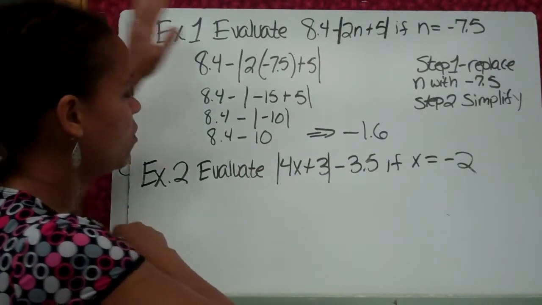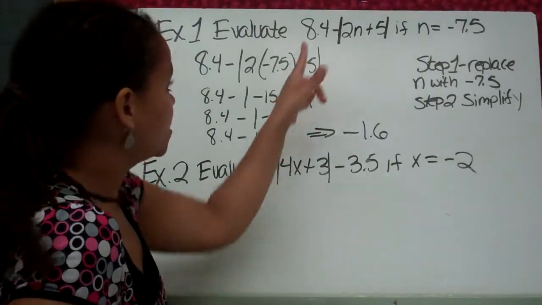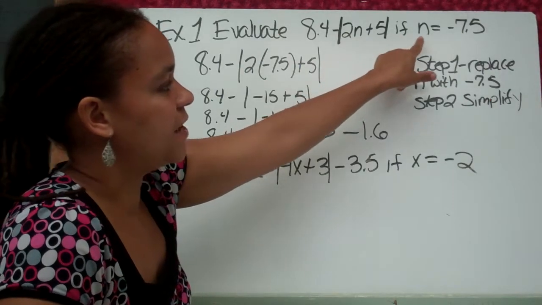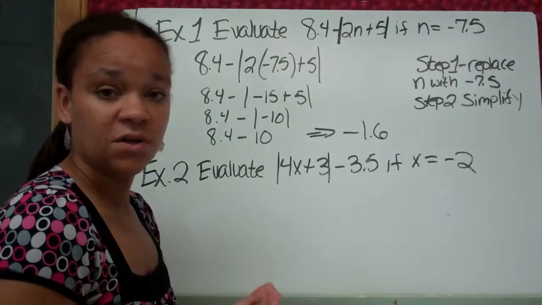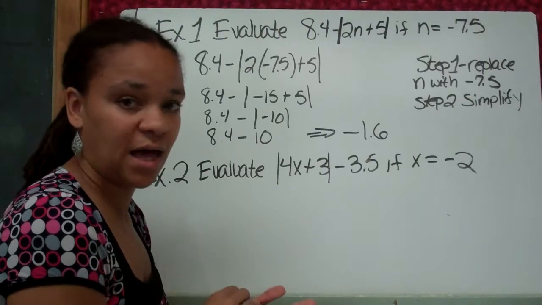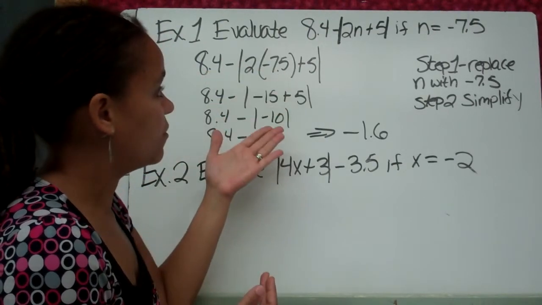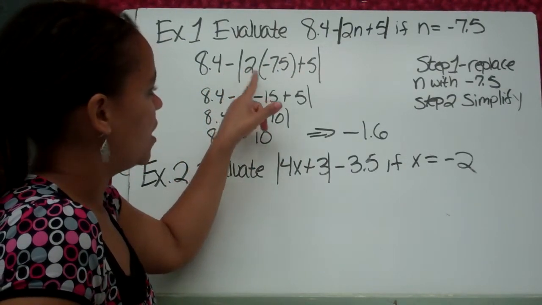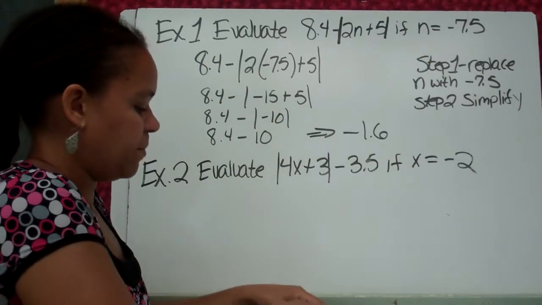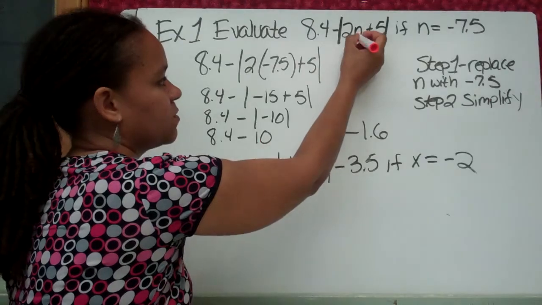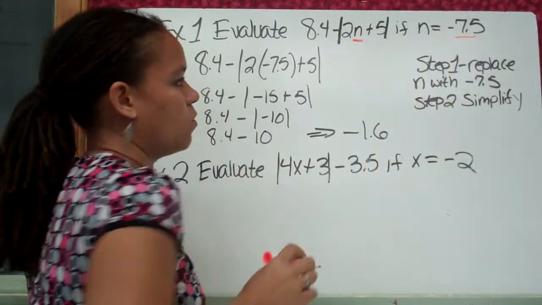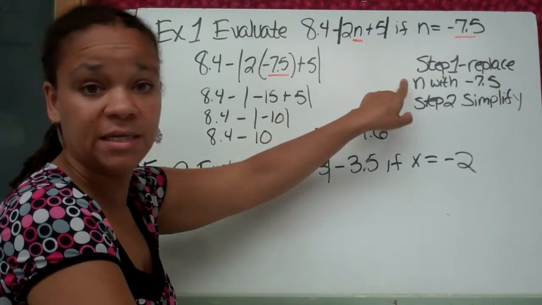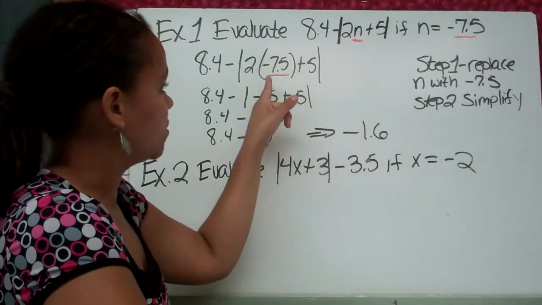So example 1, we want to evaluate. This is an expression: 8.4 minus the absolute value of 2n plus 5, if n is negative 7.5. So they've told me what the value of n is. I want to plug that in to see what I could do to evaluate this expression. So 8.4 minus the absolute value of 2 times negative 7.5 plus 5. This was n, and I've replaced it with negative 7.5. That's what happened here. So notice it said step 1, replace n with negative 7.5, and so we've done that.